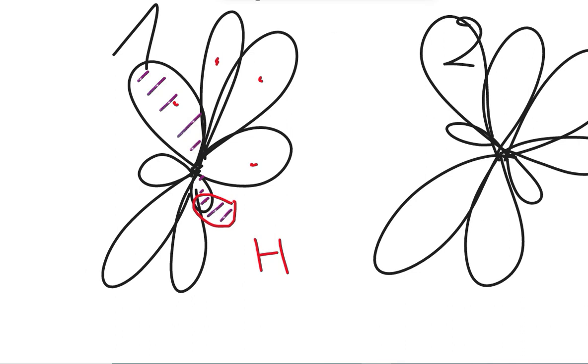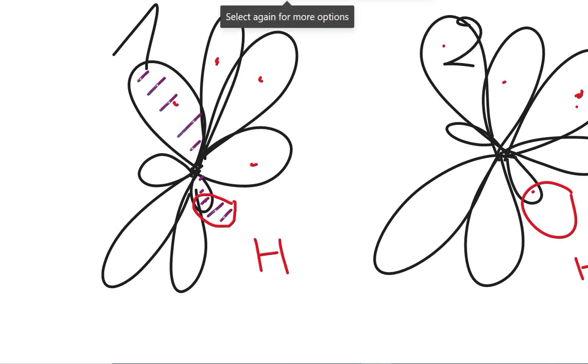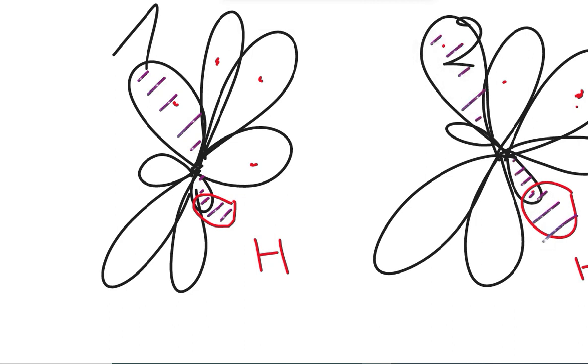So 1 H will approach this. Also, we have 1 electron originally in each of the carbon orbitals. So H is sharing the electrons. So we have this orbital now saturated. What happens for the rest? It only gained 1 electron.